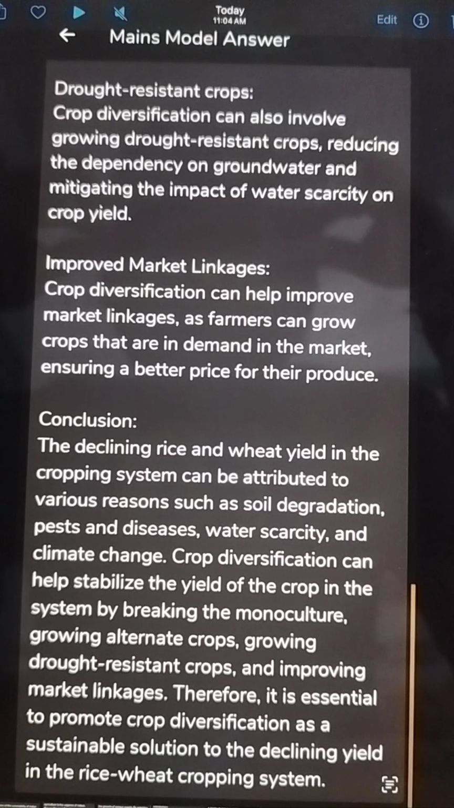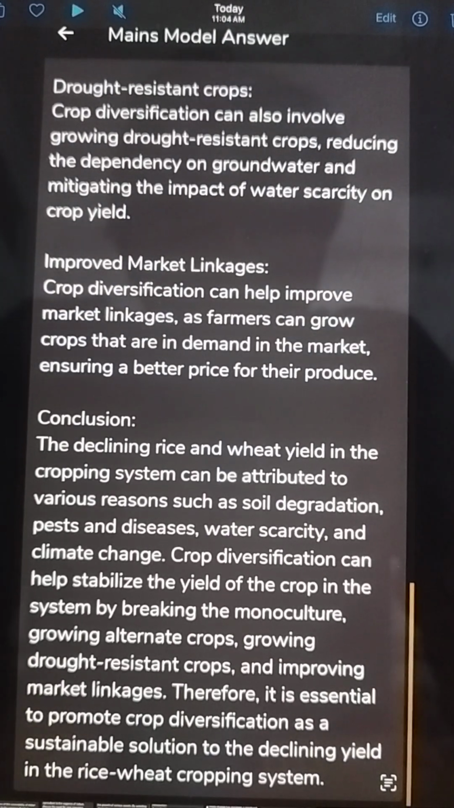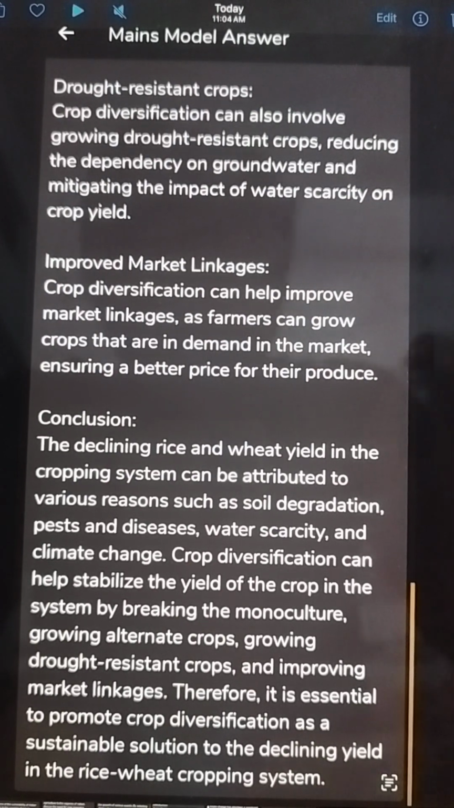Conclusion: the declining rice and wheat yield in the cropping system can be attributed to various reasons such as soil degradation, pest and disease, water scarcity, and climate change. Crop diversification can help stabilize the yield of the crop in the system by breaking the monoculture, growing alternate crops, growing drought-resistant crops, and improving market linkages. Therefore, it is essential to promote crop diversification as a sustainable solution to the declining yield in the rice-wheat cropping system.